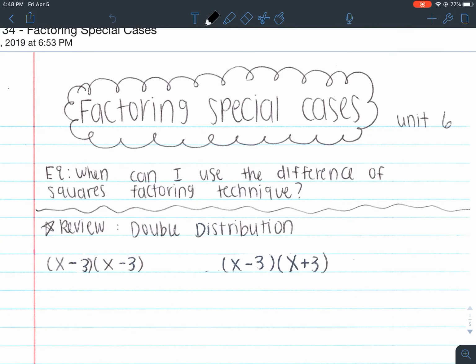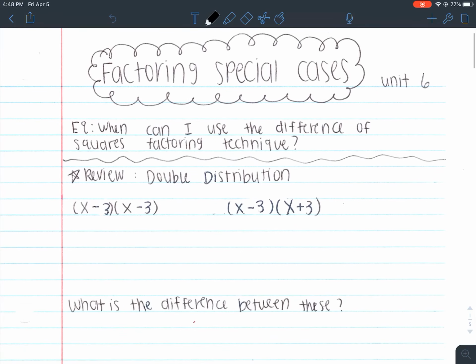These notes are for factoring special cases. So basically we're still going to be factoring like normal, except these are special cases of quadratics. So sometimes we might be able to do a shortcut, and sometimes we have to do a little bit extra at the end. So our essential question here is, when can I use a difference of squares factoring technique?